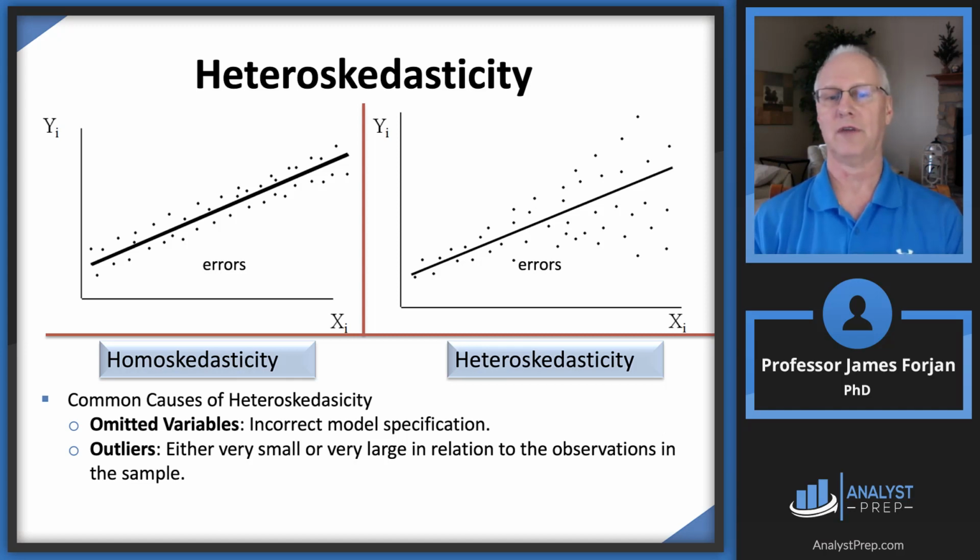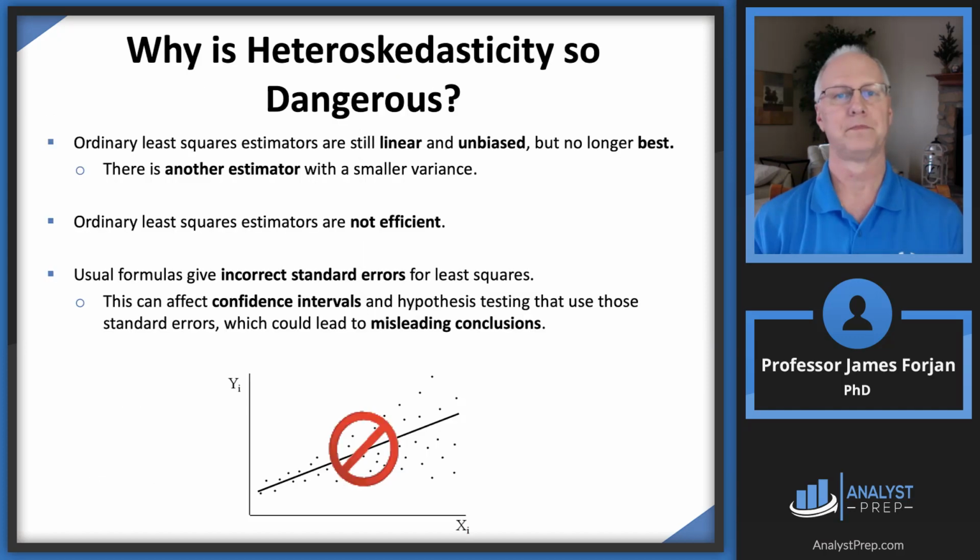Common causes of heteroskedasticity are if you don't have a complete model, or if you have a small data set and you have some outliers. Now, of course, the question is, all right, what's the big deal? So what if we don't have homoskedasticity? Well, we can't really say so what, because there is a big problem. What happens is that these OLS estimators no longer are efficient, because there's some other estimator out there that has a smaller variance.